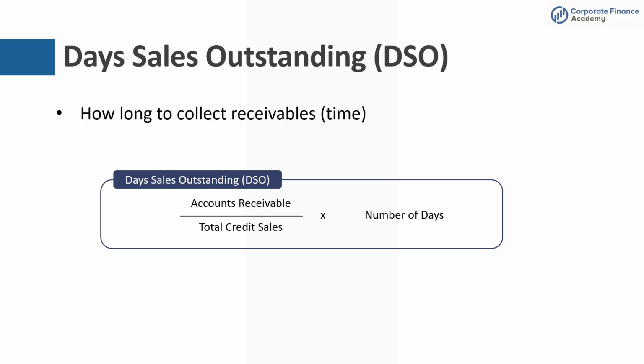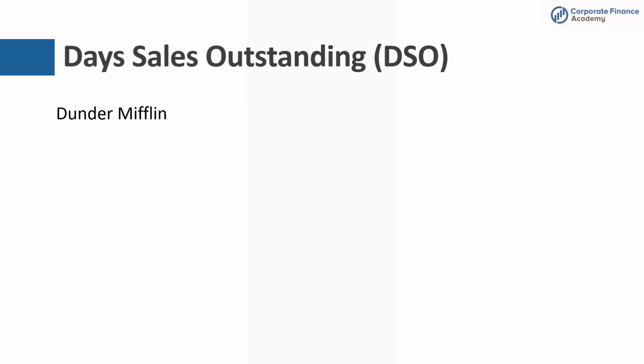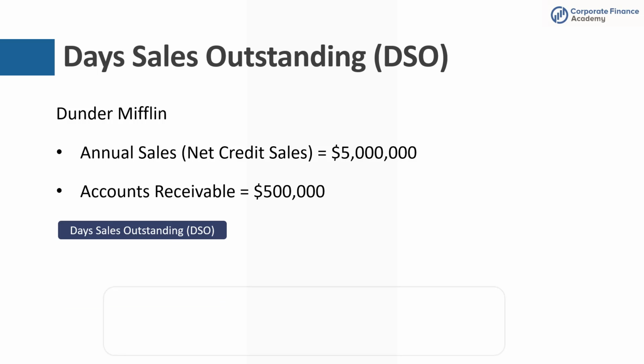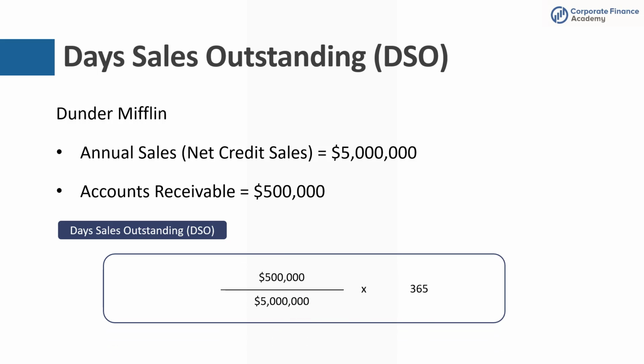Now, if it's a really small number, it might be insignificant. You might not have to do it, but you want to focus on total credit sales. So now let's say we're looking at our company and it's Dunder Mifflin here, and our annual sales are $5 million. Those are our net credit sales. And our accounts receivable balance is $500,000. So your days sales outstanding calculation here is going to be $500,000 divided by the $5 million of net credit sales times 365, and that's going to give you 36.5 days.